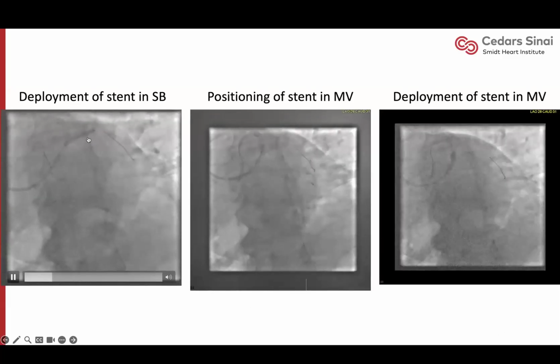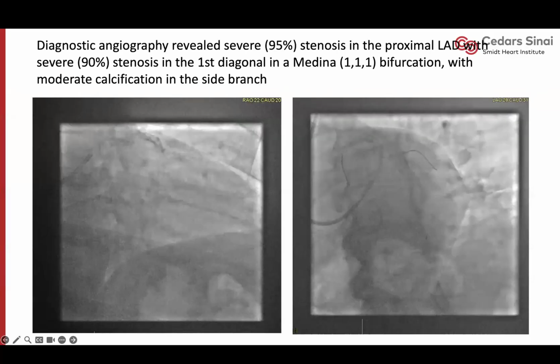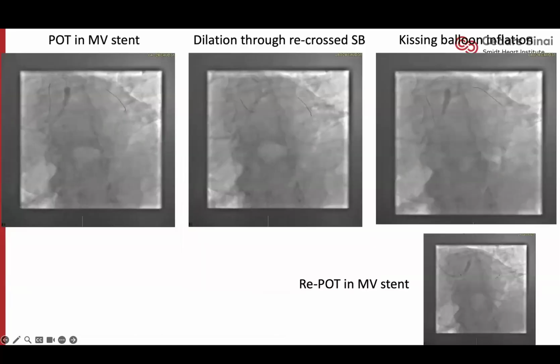Here, we're deploying the stent at the side branch. Then we positioned a stent in the main vessel and then deployed that stent in the main vessel over here. So please note that this is a caudal view. Okay, so this is going to be your LAD and this is your branch over here. Diagonal branch.